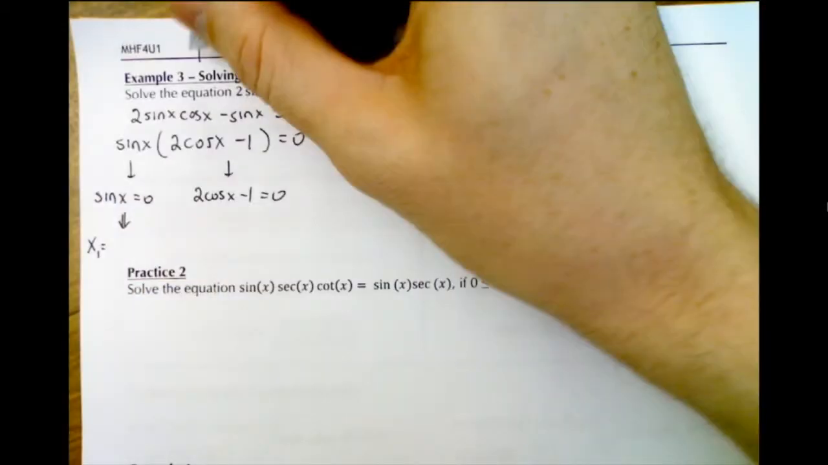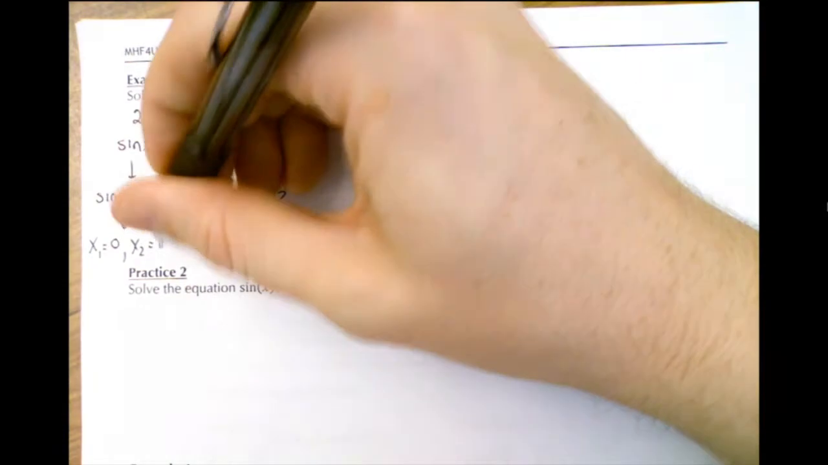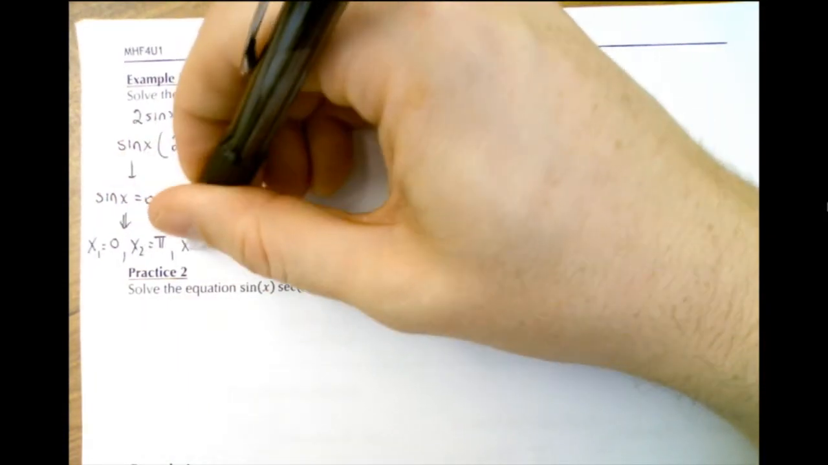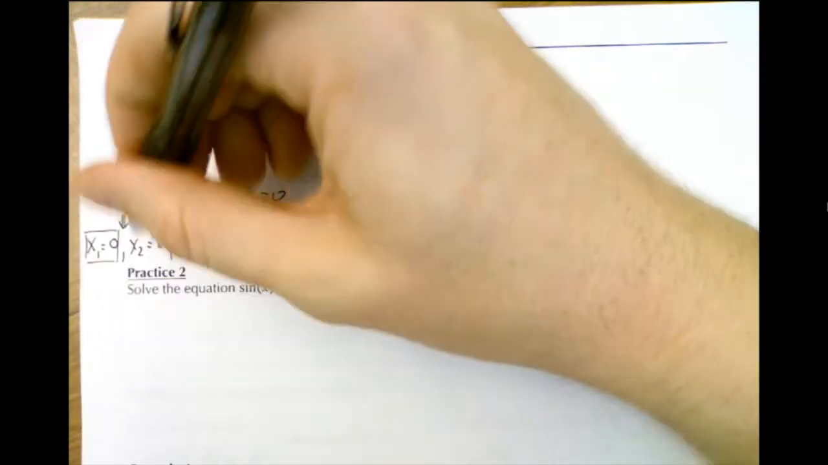x1, your first answer, well, it starts at 0, so 0. x2, the second time it hits 0, is at pi. And x3, the third time it hits 0, is at 2 pi. So there's 3 answers right off the bat. Why are those 3 answers?